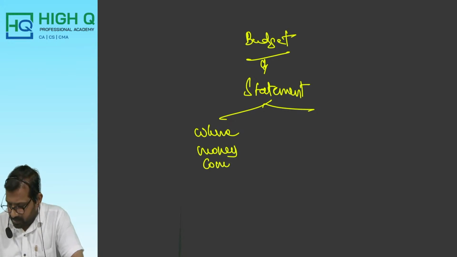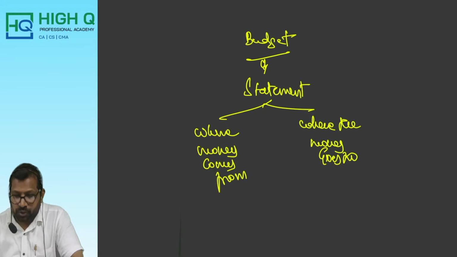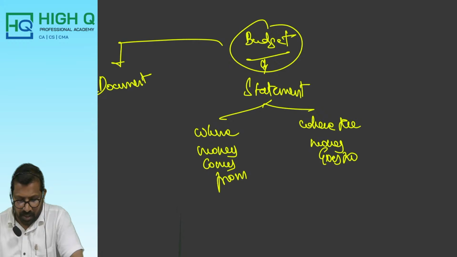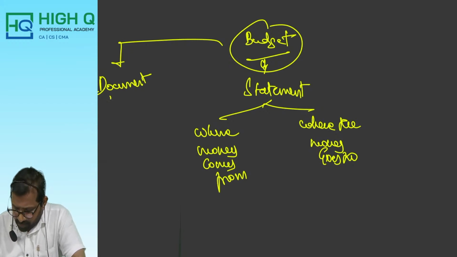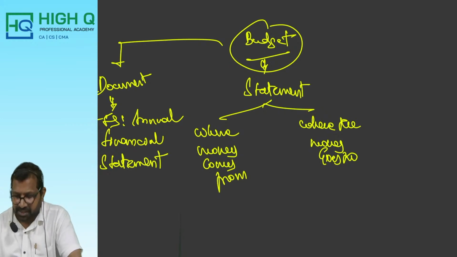of where money comes from and where the money goes to. This budget includes documents. Apart from the budget speech, the documents include the AFS, called the annual financial statement.